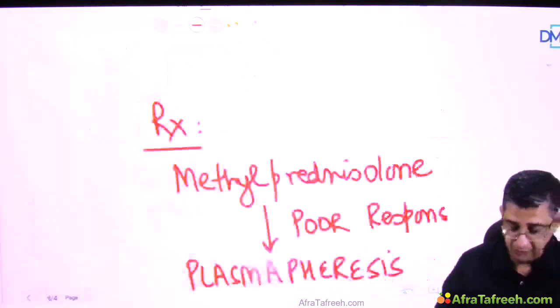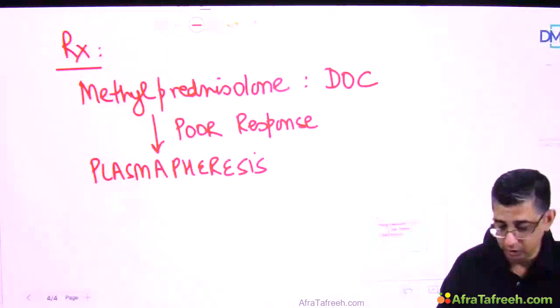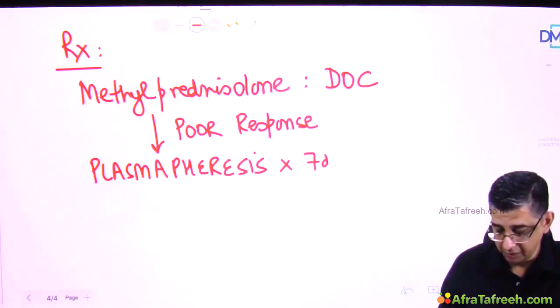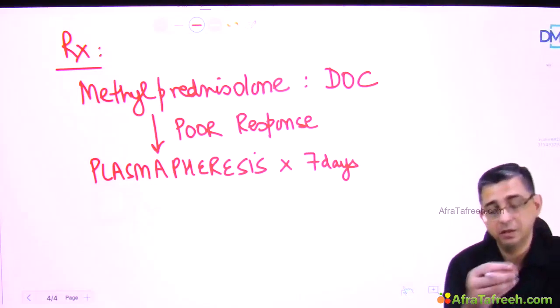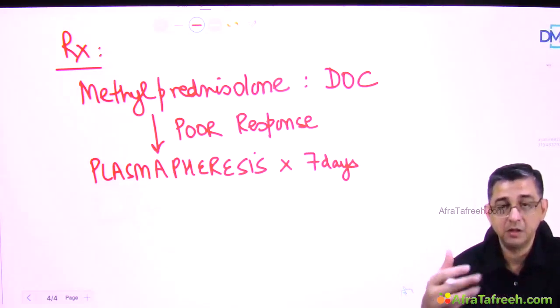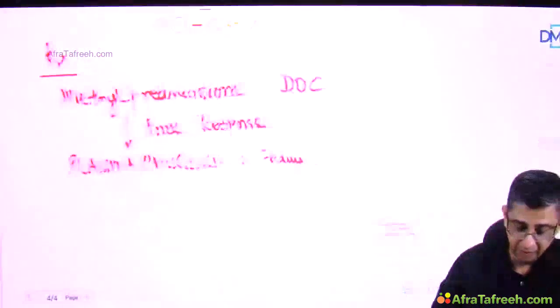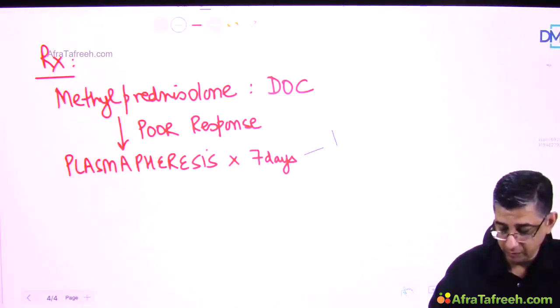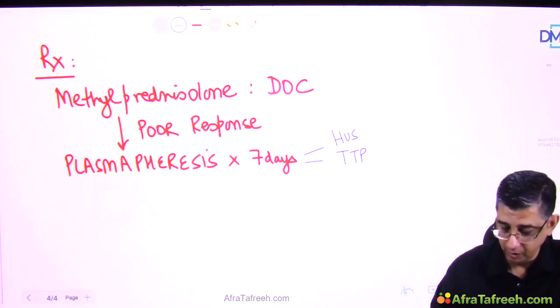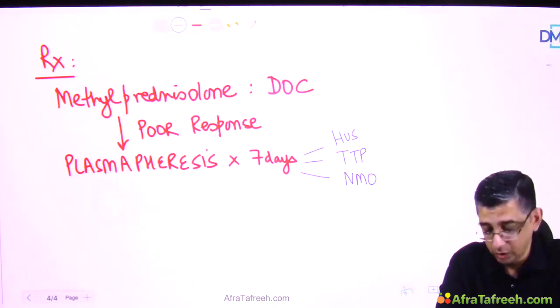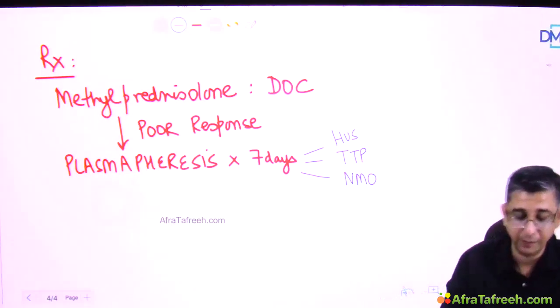Plasmapheresis in this patient is usually done for 7 consecutive days. It is done on a daily basis. The volume of plasmapheresis done is 1.5 times the plasma volume, and plasmapheresis is also used in management of patients with hemolytic uremic syndrome, thrombotic thrombocytopenic purpura, and today we have added NMO, that is neuromyelitis optica, the older name Devic's disease, to this list as well.